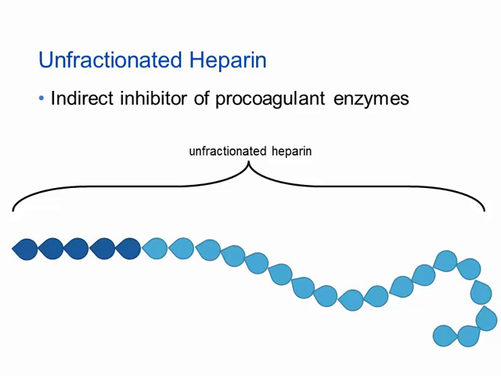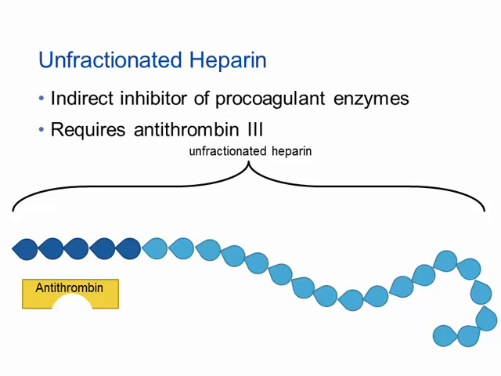Heparin is a negatively charged sulfated polysaccharide in which unfractionated heparin is a mixture of large and small heparin fractions weighing 3,000 to 30,000 daltons. Heparin is an indirect inhibitor of multiple procoagulant enzymes, and its primary anticoagulation effect is mediated by antithrombin. Antithrombin is a naturally occurring anticoagulant protein found in blood, whose anticoagulant effect is magnified manyfold when interacting with heparin.